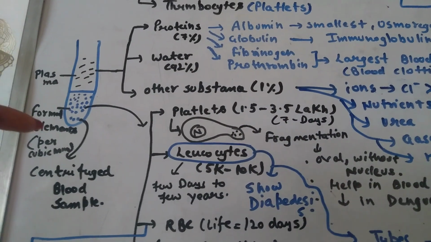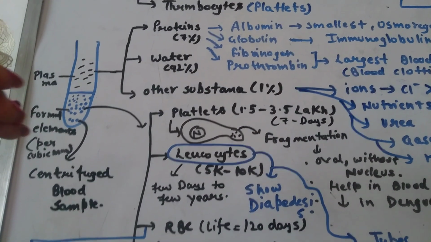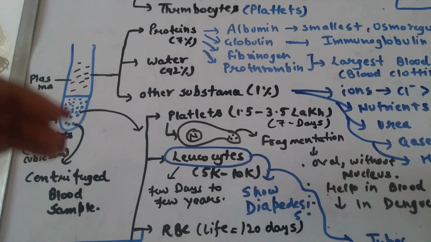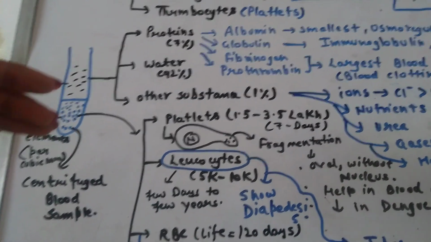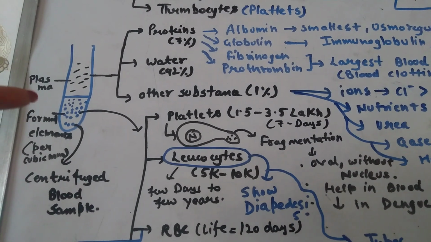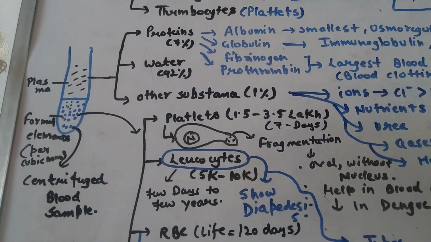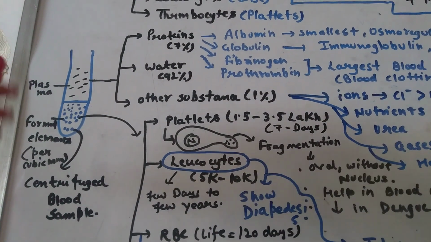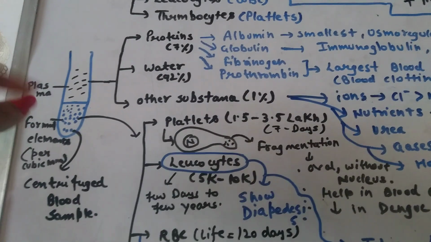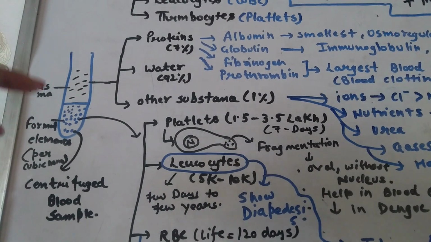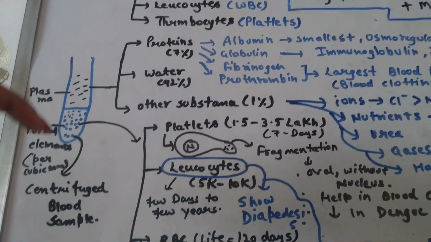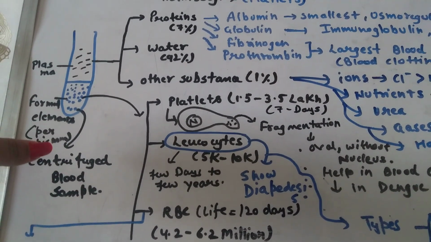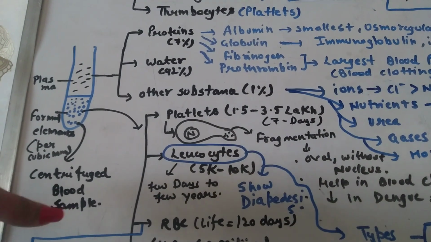One is your plasma and the second one is your formed element. The formed elements are heavy particles, so they settle down at the lower portion of the Eppendorf tube. Plasma contains very light particles, so it remains in a suspended form. So plasma and formed elements, these two together form blood. This is measured per cubic millimeter of blood. This is a centrifuged blood sample.